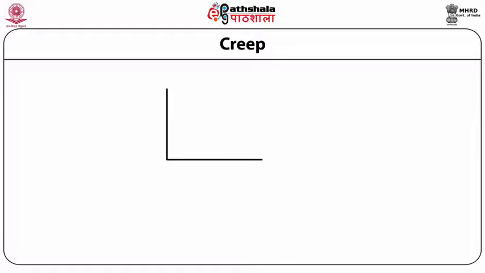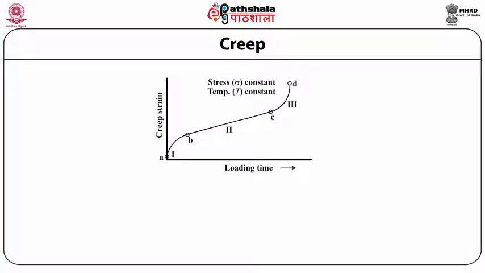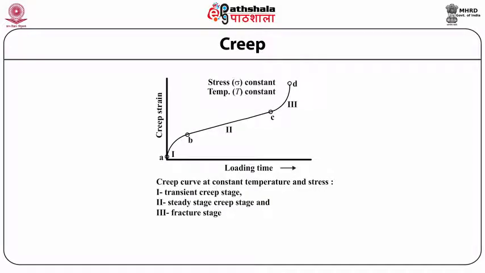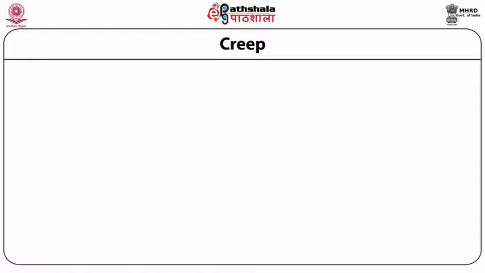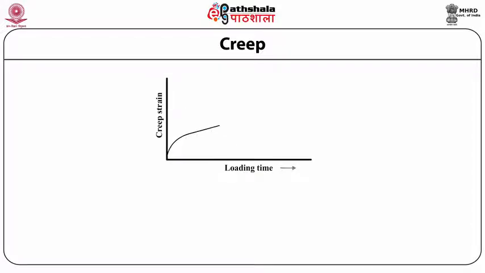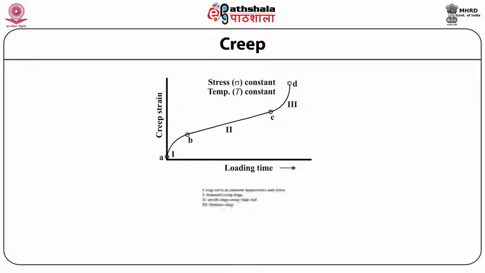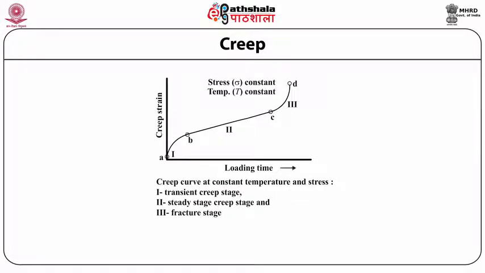The following figure shows the graph between creep strain and loading time. This is the creep curve at constant temperature and stress. This curve is divided into three regions. Region 1, between point A and point B, shows the transient creep stage. The second region, between point B and C, is the steady stage creep stage.